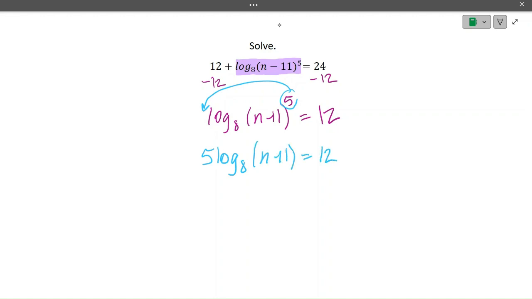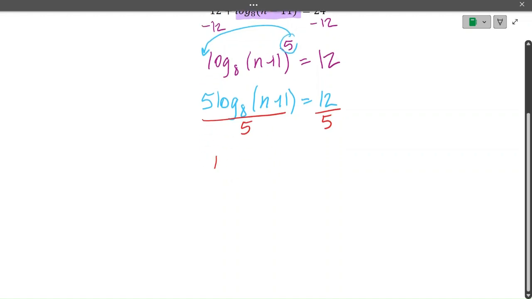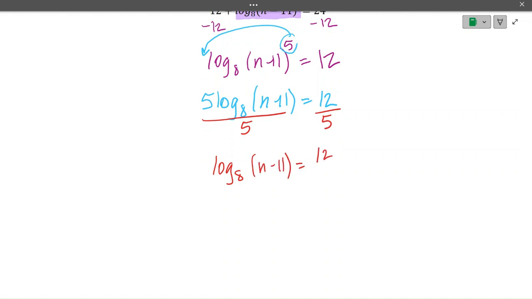And now I'm going to divide by 5 on both sides because I'm still trying to get log base 8 of (n minus 11) by itself. So now I have log base 8 of (n minus 11) equals 12 over 5, or you could say 2.4. Same thing. Now, what you're going to notice is I've got just the log on one side and everything else on the other.